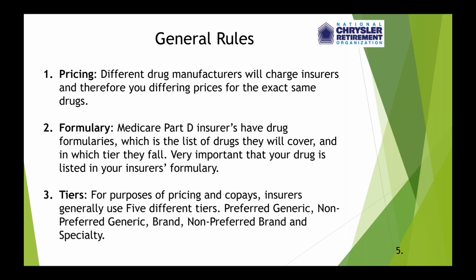In terms of tiers, for the purpose of pricing copays, insurers generally use 5 tiers. First, you have preferred generics, non-preferred generics, brand, non-preferred brand, and specialty. Quite often, a preferred generic will be free, a non-preferred will be a minor cost, and the brands get to be around 25%. Specialty is referring primarily to chemo-type drugs, and a lot of those get covered under Part A in the hospital.